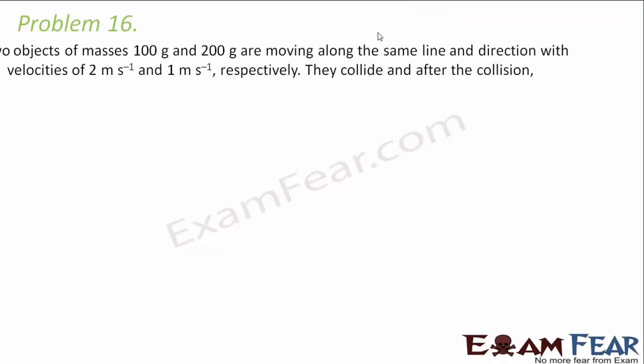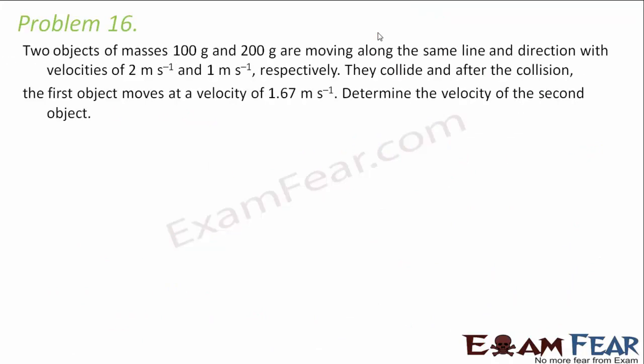Now let us look at the last problem of the lesson, that is problem number 16. It says two objects of masses 100 grams and 200 grams are moving along the same line and direction with velocities of 2 meter per second and 1 meter per second respectively. They collide, and after collision, the first object moves with a velocity of 1.67 meter per second. Determine the velocity of the second object.